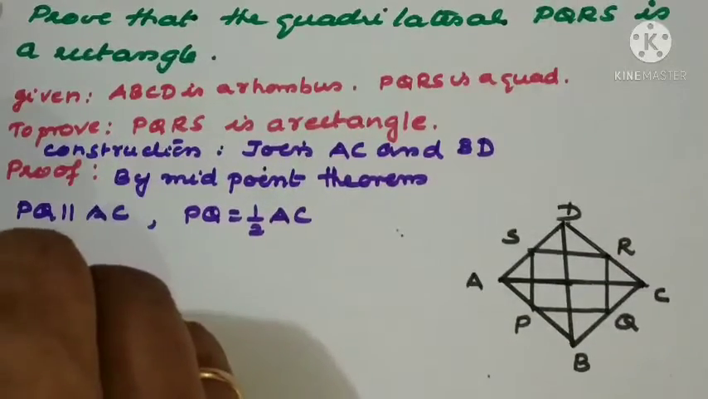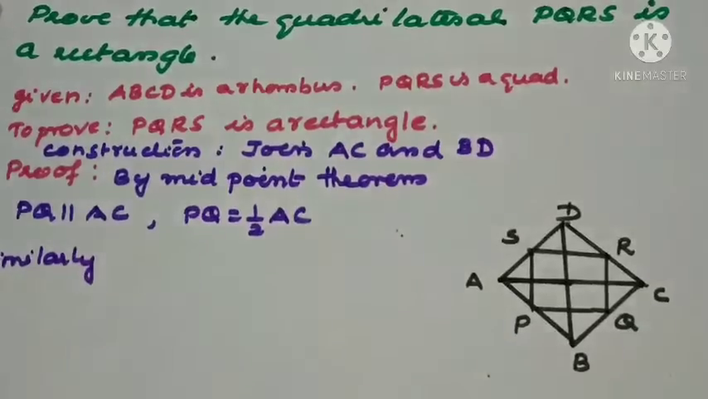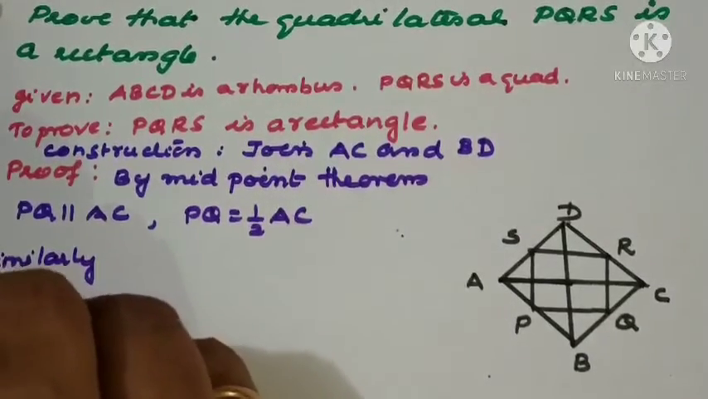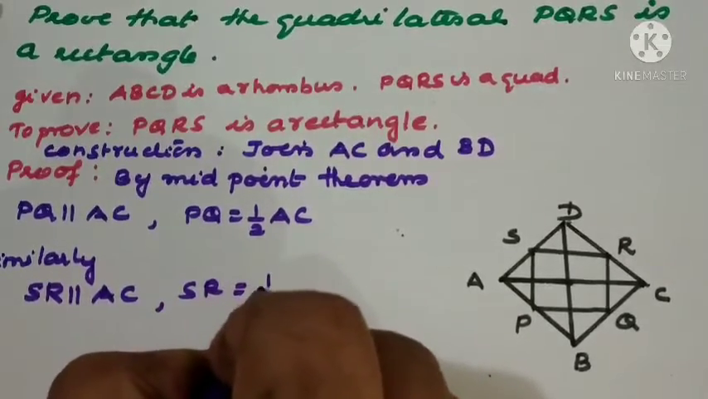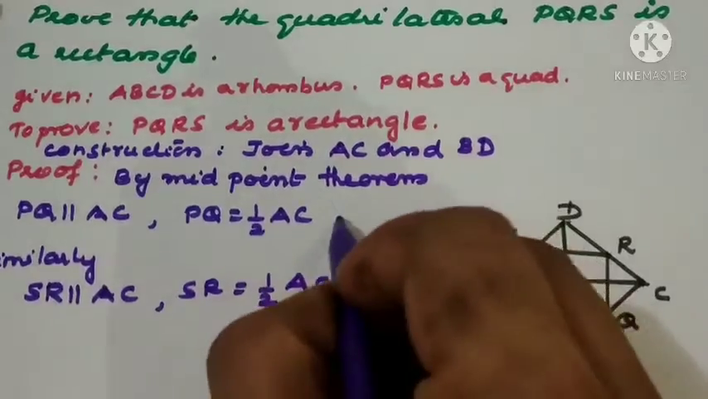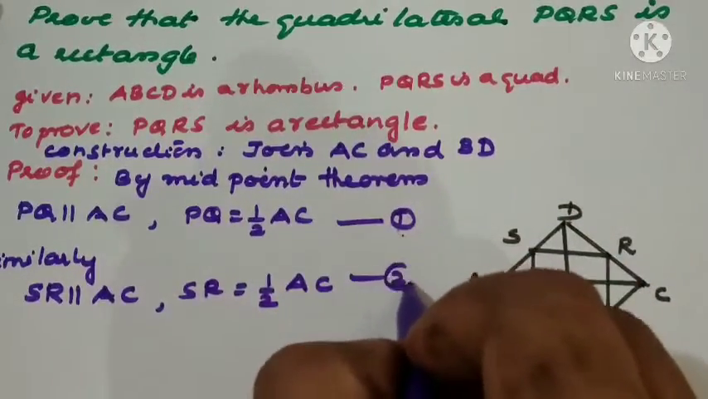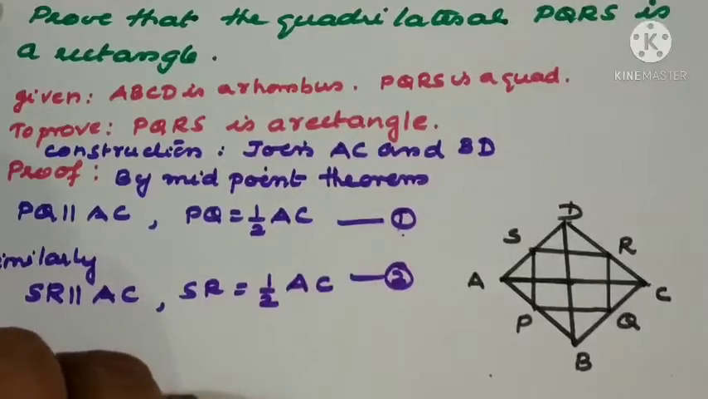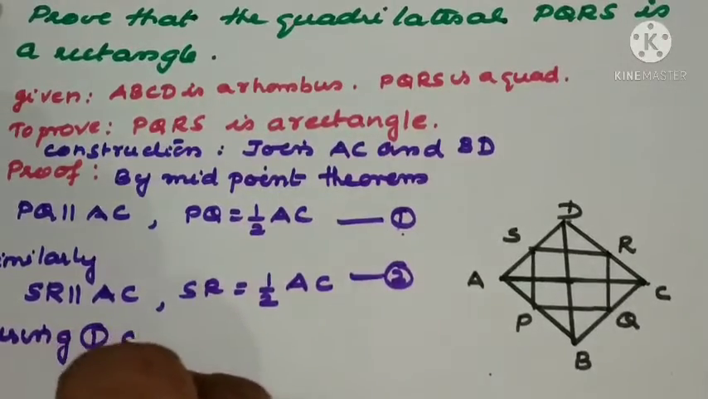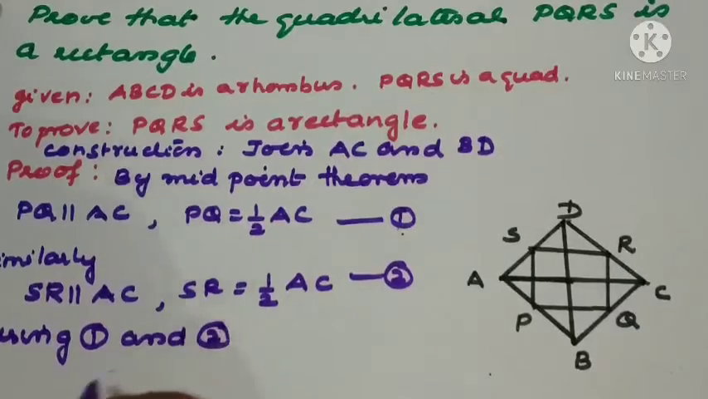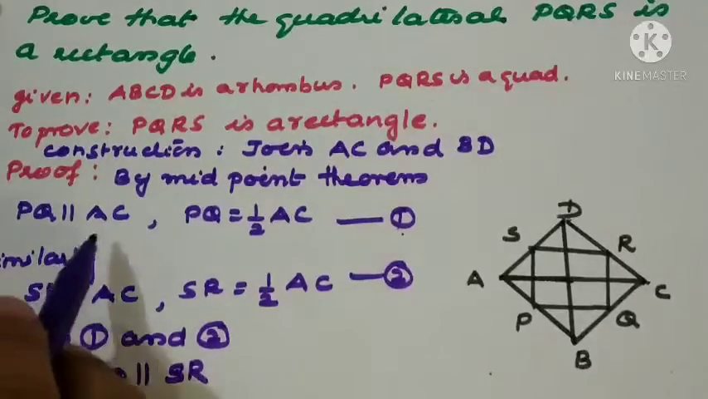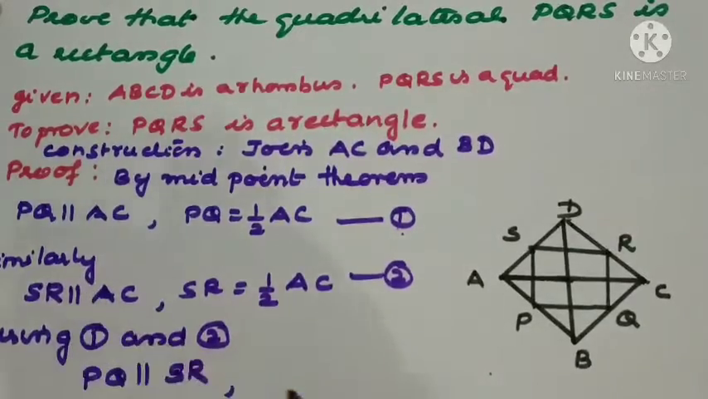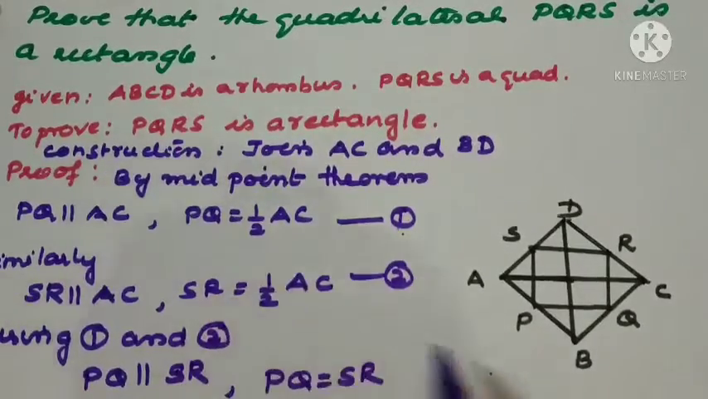Similarly, SR parallel to AC, SR equal to half AC. So this is equation number 1 and this is equation number 2. Using 1 and 2, what is the conclusion we can make? PQ parallel to SR, because both are parallel to AC only. So we can write that PQ parallel to SR. PQ equal to SR. What is the reason? Both are equal to half of AC.